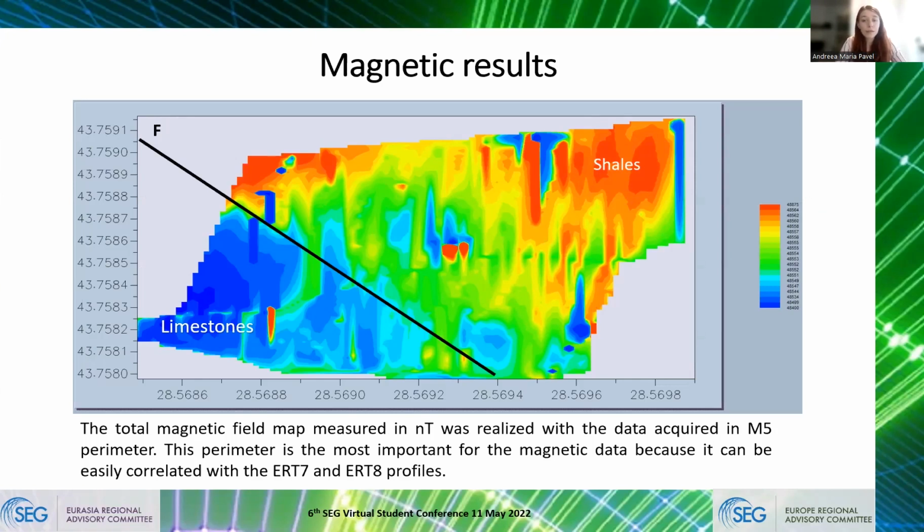From this total magnetic field map, you can see on the right side of the map the shales, which are covering the Sarmatian limestones and represent the lower compartment. And on the left side, you can see the limestones, which represent the upper compartment. These 2 compartments are separated by an interpreted fault, which I indicated with the black line and the letter F.